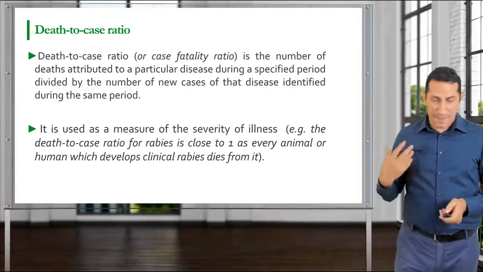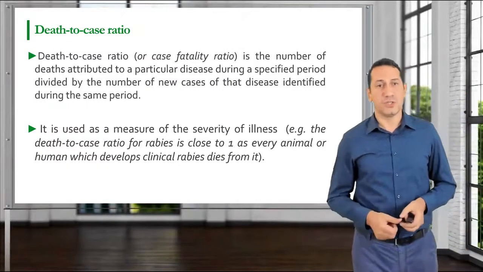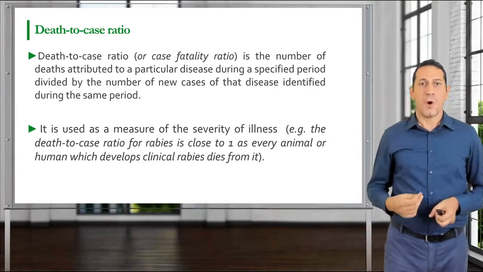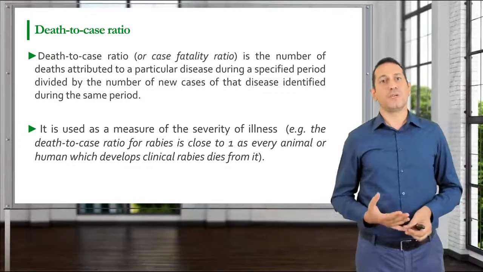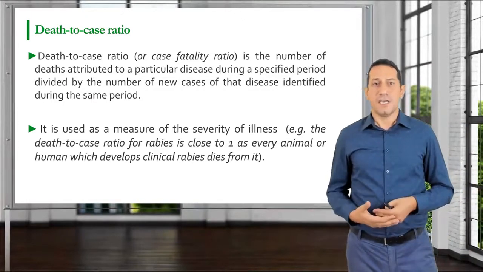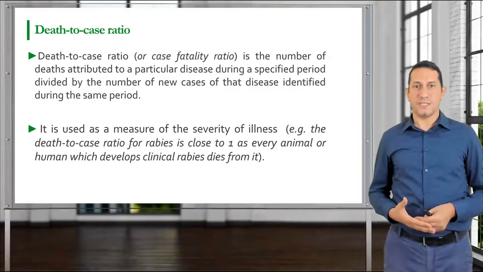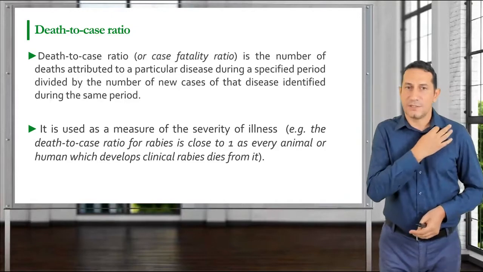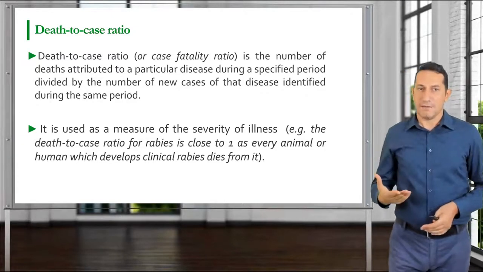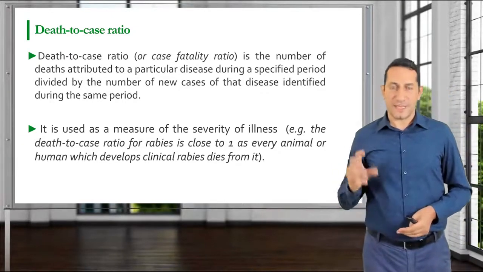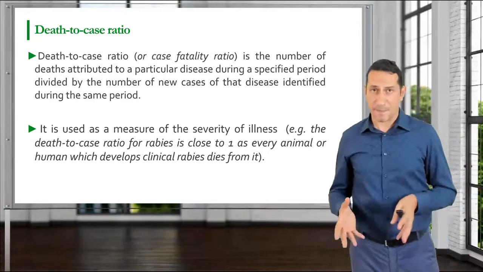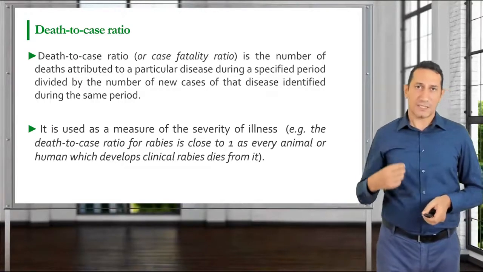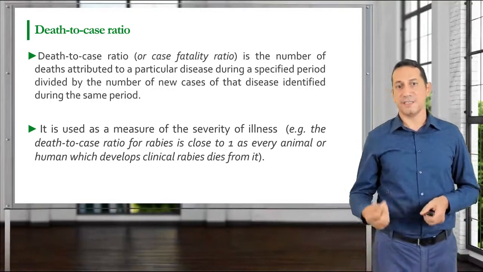One of the measures which is often used in terms of ratios is the death to case ratio, or what became more known during these COVID times, the case fatality ratio, which is the number of deaths attributed to a particular disease divided by the number of new cases of that disease for the same period of time. Basically, what it tells is how severe the illness or the disease is.